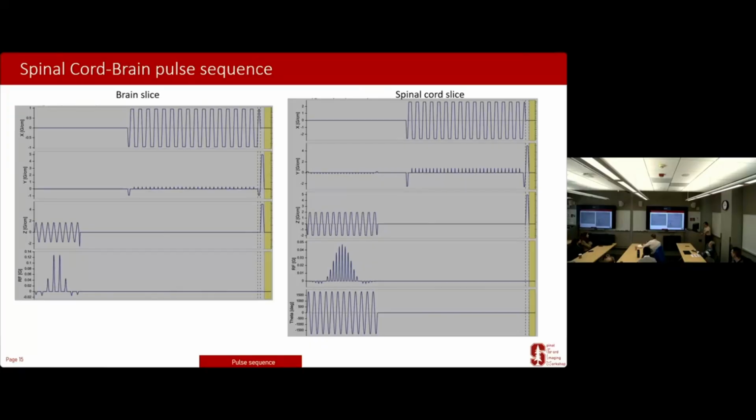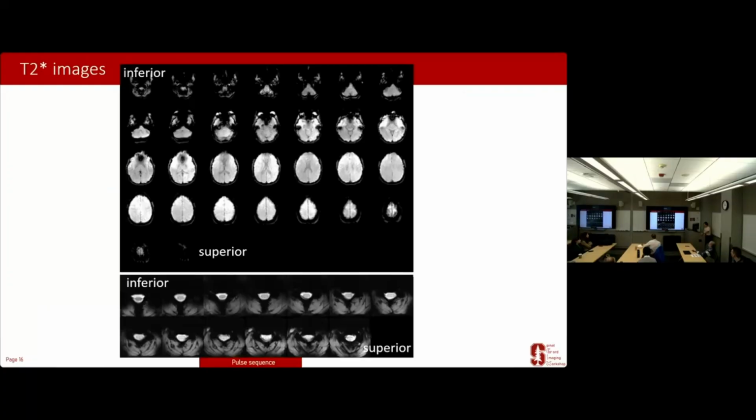These are the pulse sequence diagrams: spectral spatial pulse for the brain and EPI readout, and a 2DRF reduced field of view pulse for the spinal cord, same EPI readout. These are images we collected from a healthy participant, going from top to bottom, representing the inferior part of the brain to the superior part. Same representation for the spinal cord.